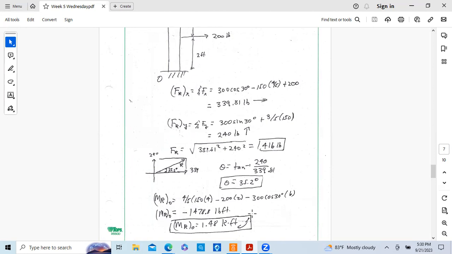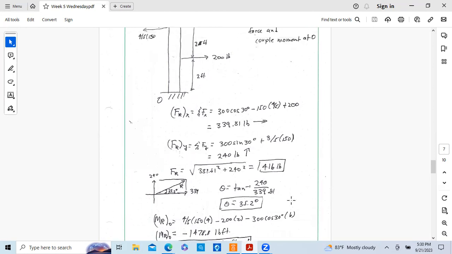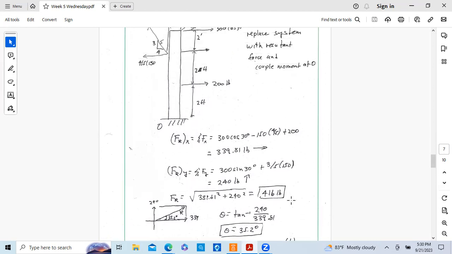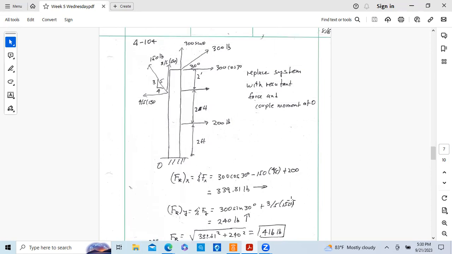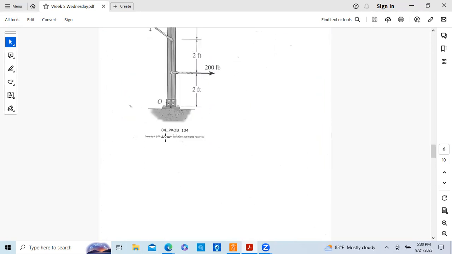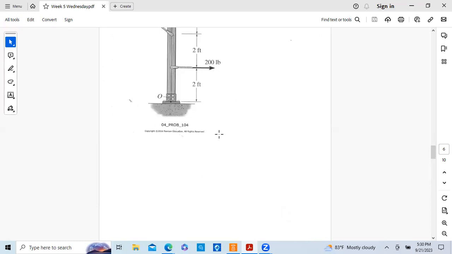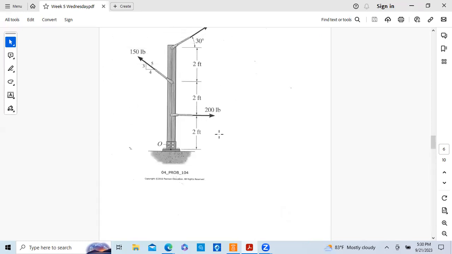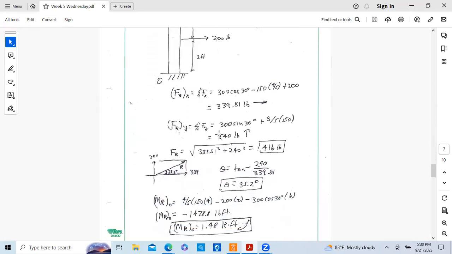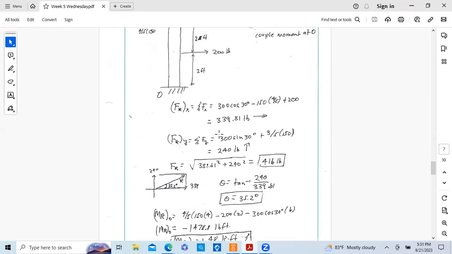Okay, and a negative is clockwise, so I'm going to draw the arrow in the clockwise direction, and that would be my moment. Now with the moment, and particularly with the force, an engineer can go back in and design that particular support. And look what we've done is we've simplified this system into a moment and a force.